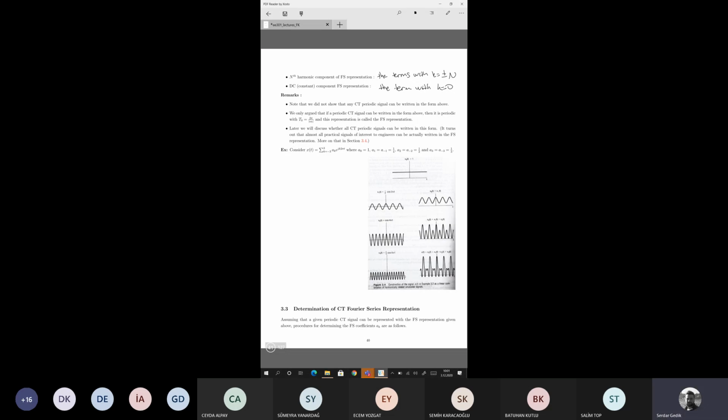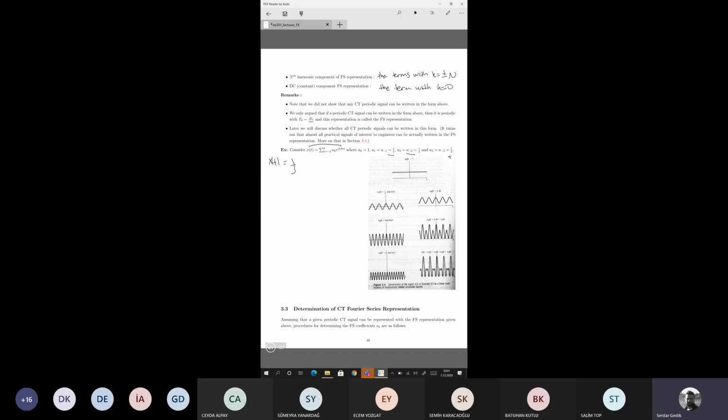So here I have an example. Consider x of t written in this form, and the coefficients a_0, a_1, and so on are given. So what is x of t? Let's write x of t. I'm only evaluating this, nothing more. For k equals minus 3, I have a_minus3, which is 1/3. For k equals minus 2, I have a_minus2, it is 1/2. For k equals minus 1, I have 1/4, and it goes on like this. So I will start by writing a_minus3 times e to the power minus 3 times j 2 pi t.